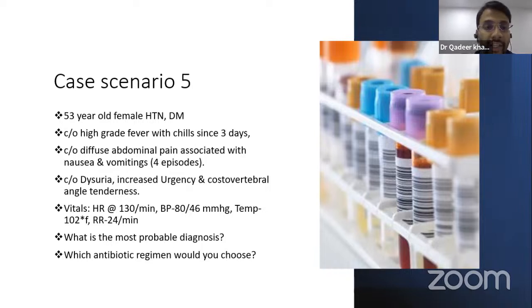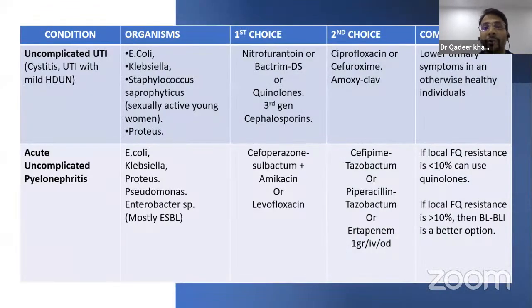So we have a history, clinical findings, and also hemodynamic parameters. She is in a systemic inflammatory response: heart rate is high, she is hypotensive, temperatures are high. So the most probable diagnosis will be some acute urinary tract infection, can be pyelonephritis or cystitis. So which antibiotics do you choose?